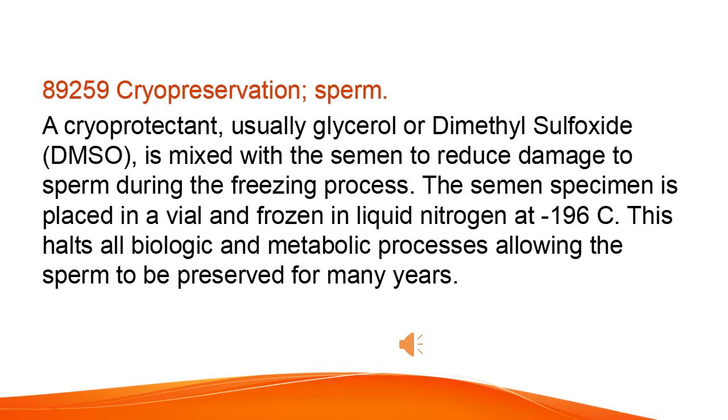Cryopreservation, sperm. A cryoprotectant, usually glycerol or dimethyl sulfoxide, DMSO, is mixed with the semen to reduce damage to sperm during the freezing process. The semen specimen is placed in a vial and frozen in liquid nitrogen at -196 C. This halts all biologic and metabolic processes, allowing the sperm to be preserved for many years.